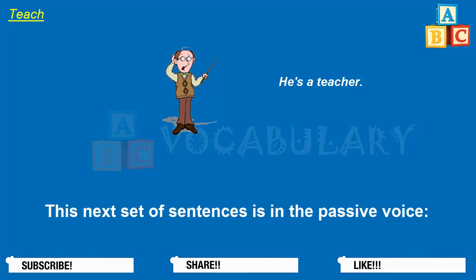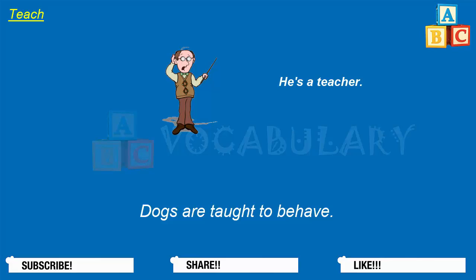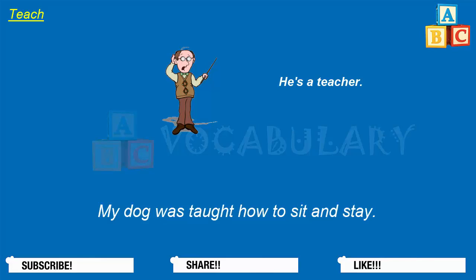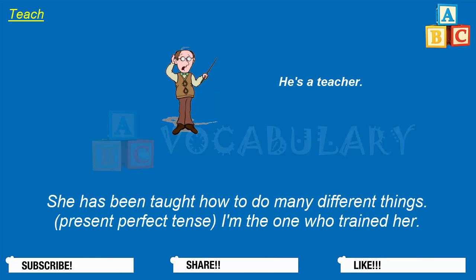This next set of sentences is in the passive voice. Dogs are taught to behave. My dog was taught how to sit and stay. She has been taught how to do many different things. I'm the one who trained her.